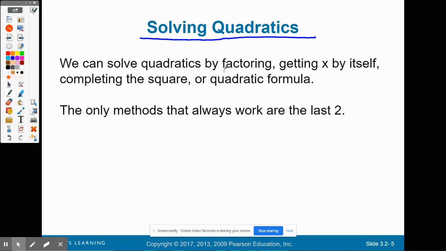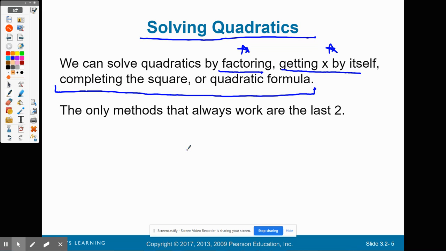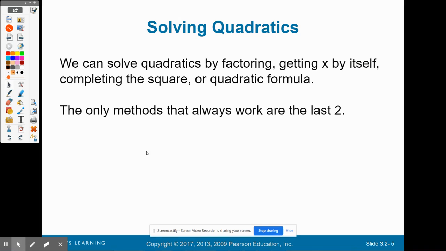Factoring is the best. If you're good at factoring, your life will be easier. Getting x by itself is also a very easy way to solve a quadratic, but unfortunately, you cannot solve all quadratics that way. They don't always work. The only two methods that always work are completing the square and the quadratic formula. Most kids like the quadratic formula the most, but completing the square is easy if you are good at it.